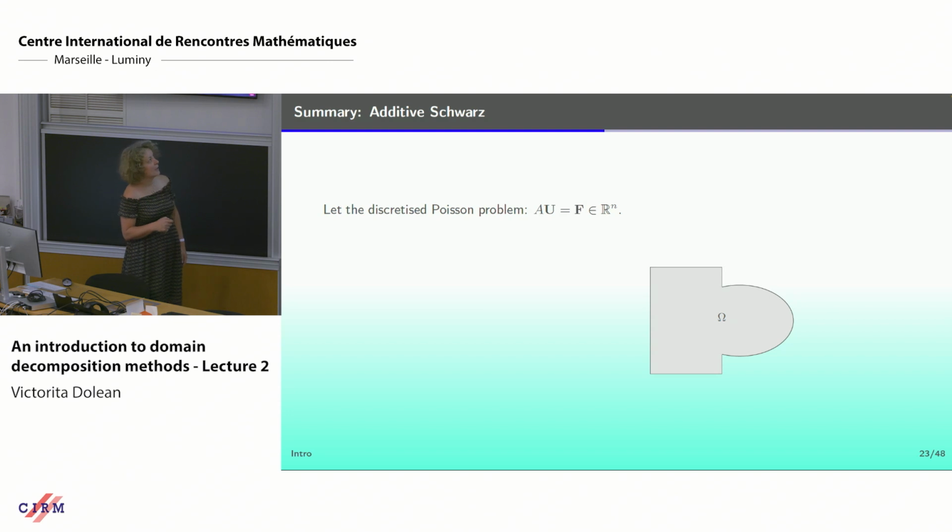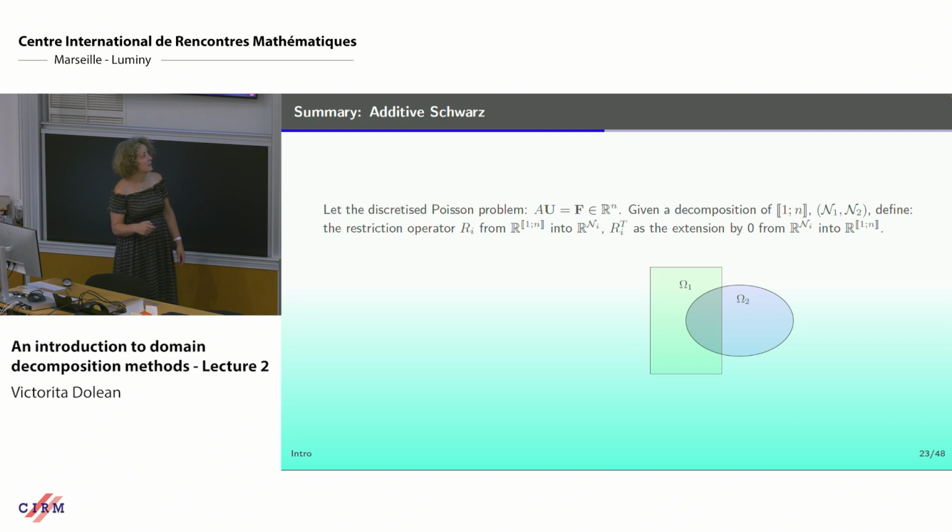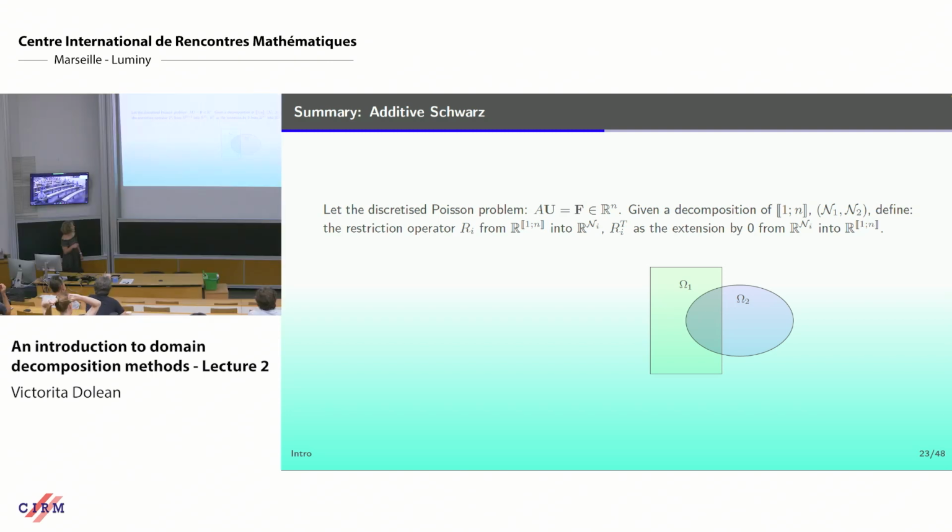Okay, so first a little recap about what I did yesterday. I introduced the additive Schwarz method. Here is the recap about the algebraic version. Here you want to solve the discretized, let's say, Poisson problem, the linear system AU = F, defined on such a domain. Now if you want a decomposition of the domain, you can see the decomposition of the degrees of freedom into two subsets of degrees of freedom. And you can define the matrices Ri, which are restriction matrices, from the global set of degrees of freedom into the local set of degrees of freedom.